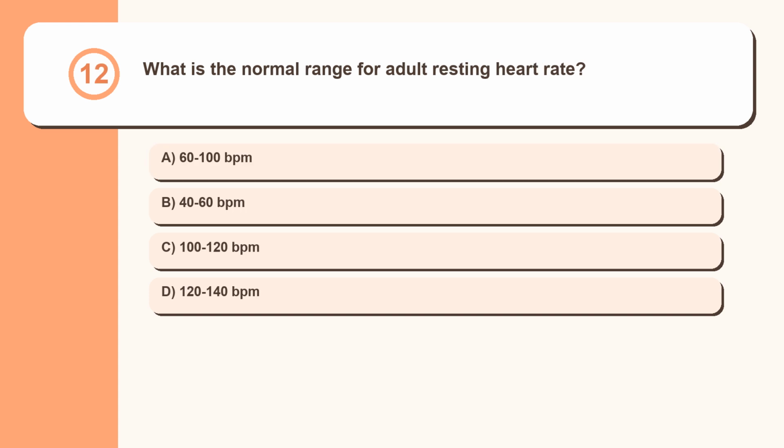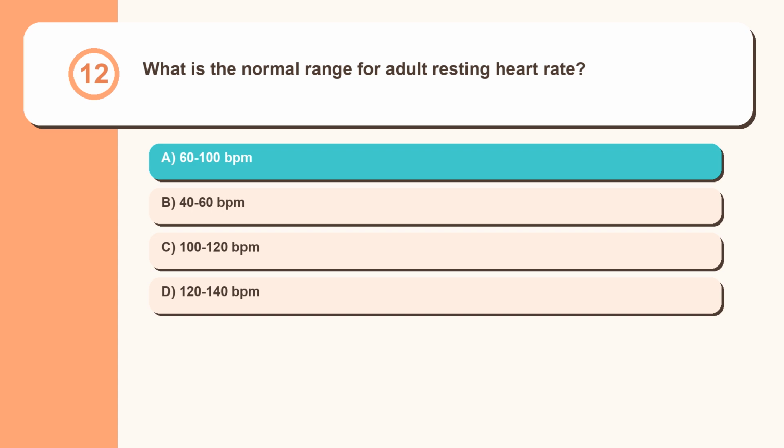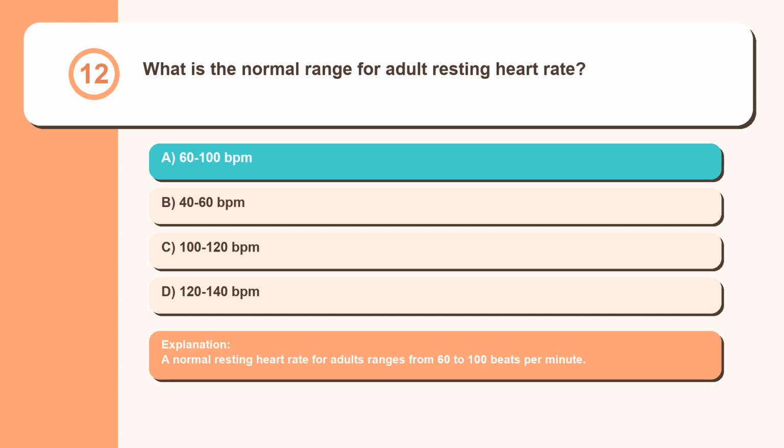Question 12. What is the normal range for adult resting heart rate? 60 to 100 bpm, 40 to 60 bpm, 100 to 120 bpm, 120 to 140 bpm. A normal resting heart rate for adults ranges from 60 to 100 beats per minute.